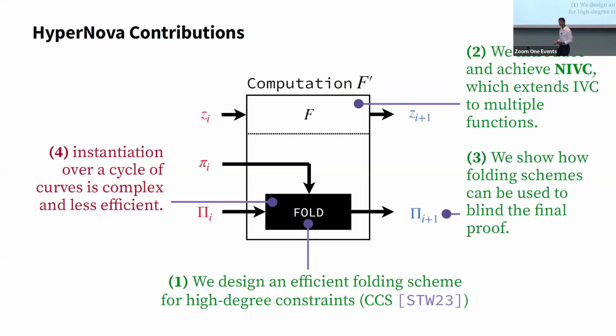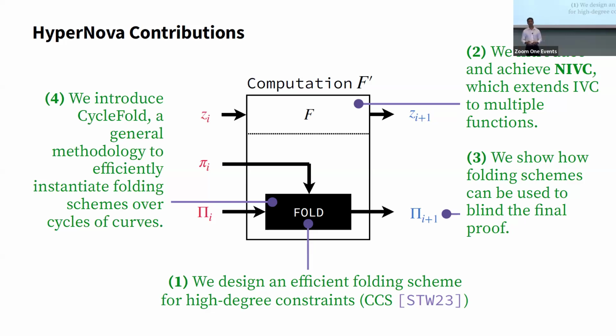Now, the third contribution is that we show that we can use folding schemes in a new way to blind the final IVC proof by folding in randomized terms into the IVC proof. And this gives us a much more efficient way to achieve zero knowledge, where you just do a little bit of processing at the end of the entire computation instead of having to deal with computations throughout the entire IVC process. And finally, we introduce a new methodology known as CycleFold, which gives a much more efficient way of instantiating folding-based IVC schemes over cycles of curves.